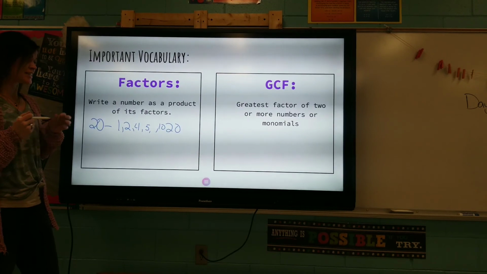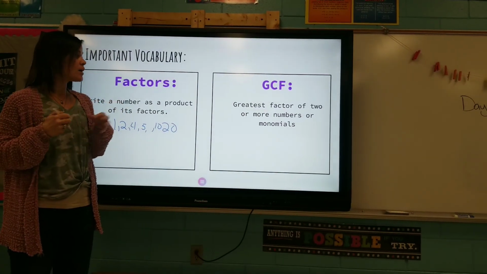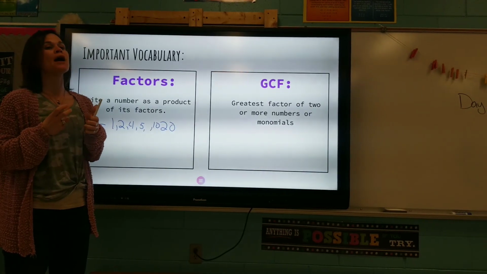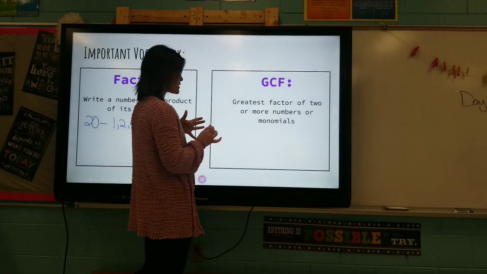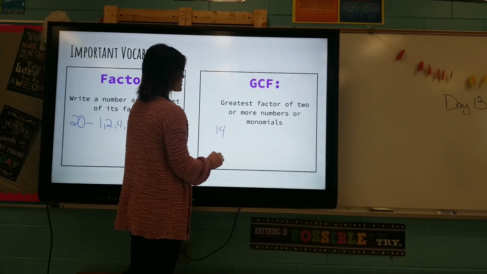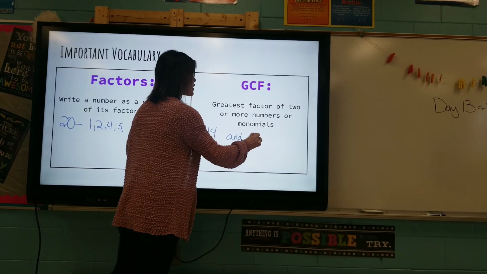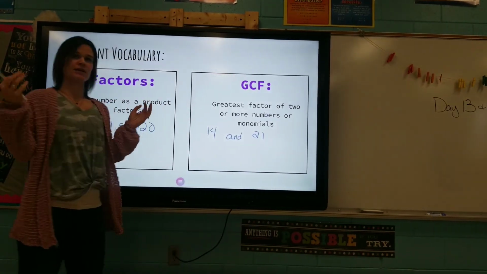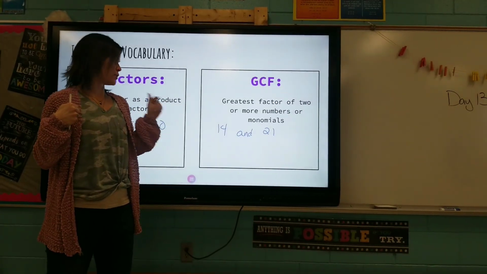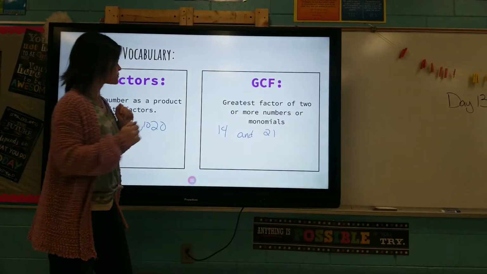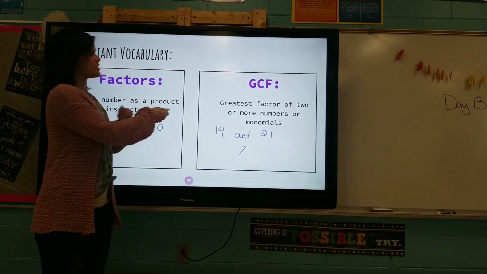GCF then stands for the biggest number that can divide these out. So we're talking about a pair of numbers and the biggest one they have in common. So again, let's go back to 6th grade real quick. If I said, what is the GCF of 14 and 21? We are looking for the biggest number that can divide both of these. And so what would be my biggest number that can divide 14 and 21? Oliver? Fantastic. It would be 7. Okay, too easy for us here in this class.